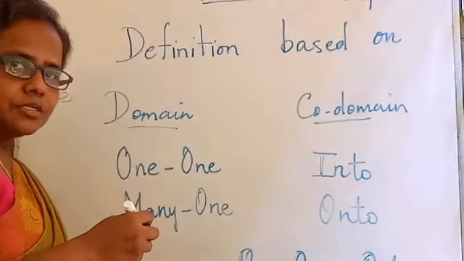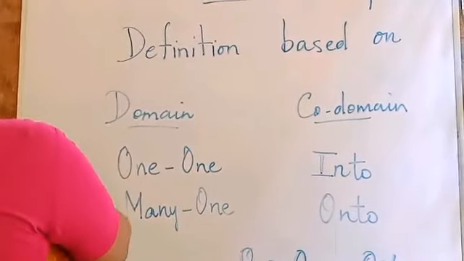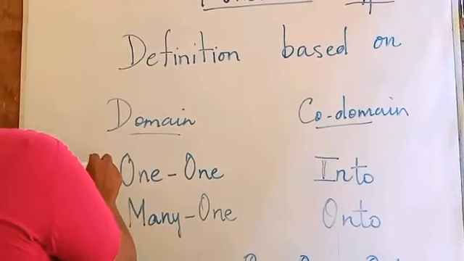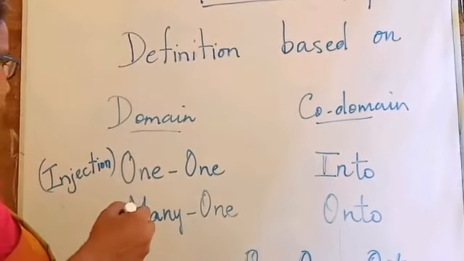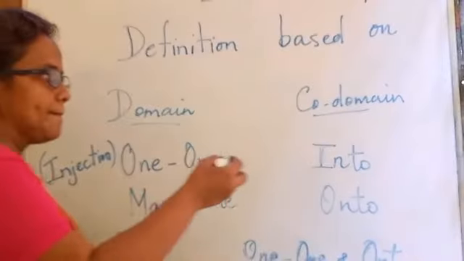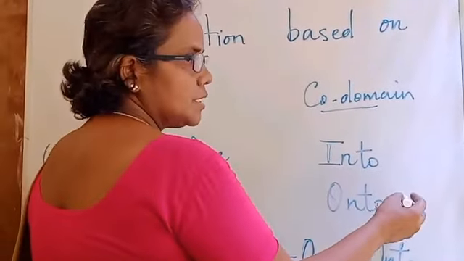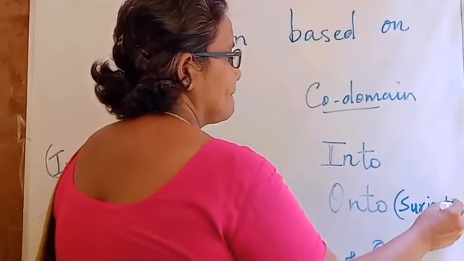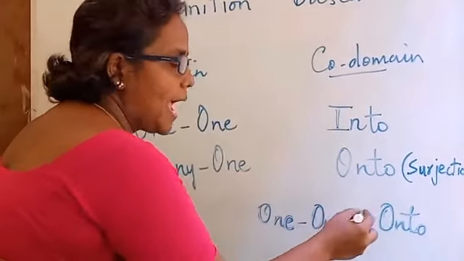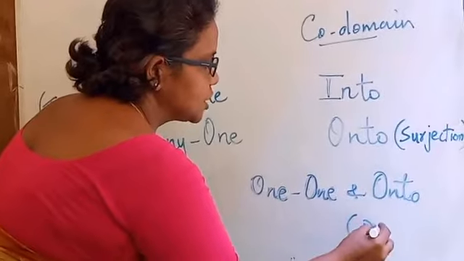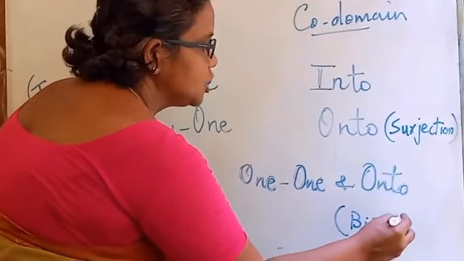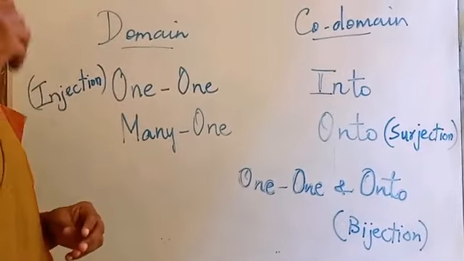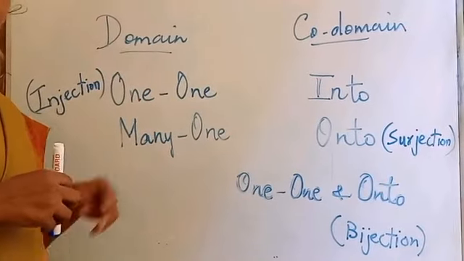A one-to-one function is otherwise called an injection. An onto function is called a surjection. The one-to-one and onto function, the combination of the one-to-one and onto, is called the bijection. So let's start defining the one-to-one and many-to-one based on the domain.